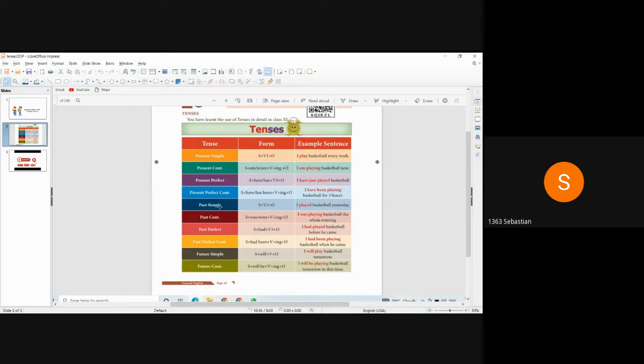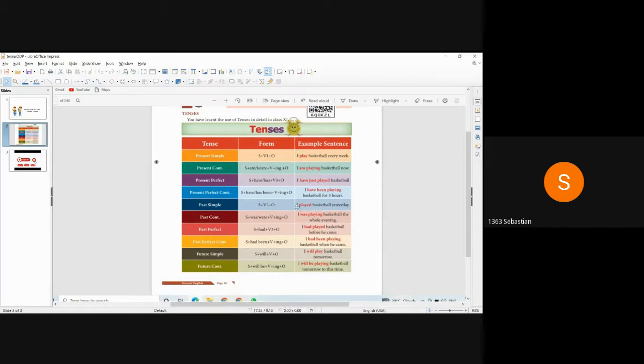Next tense is past simple or simple past tense. Form of simple past tense is subject plus past form of the verb V2 plus object. Subject plus V2 plus object. V2 means second form of the verb, past form of the verb. Example, I played basketball yesterday.